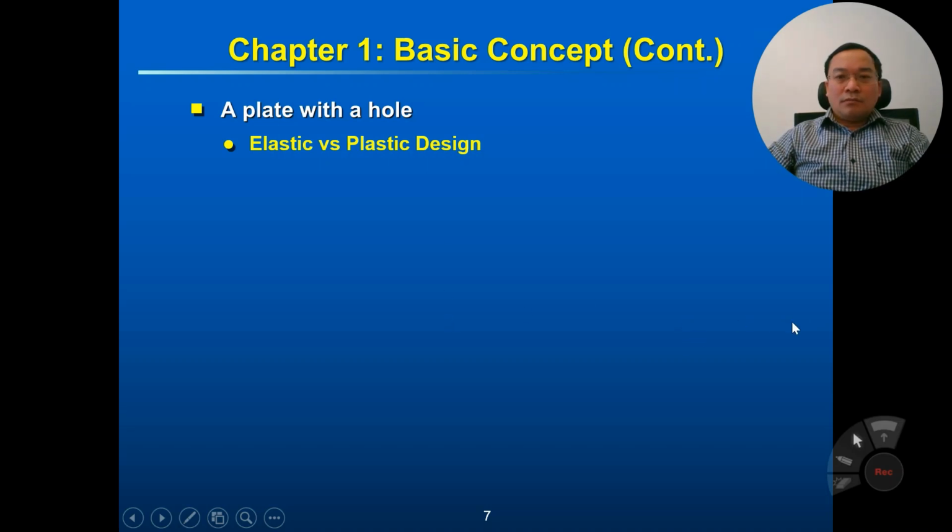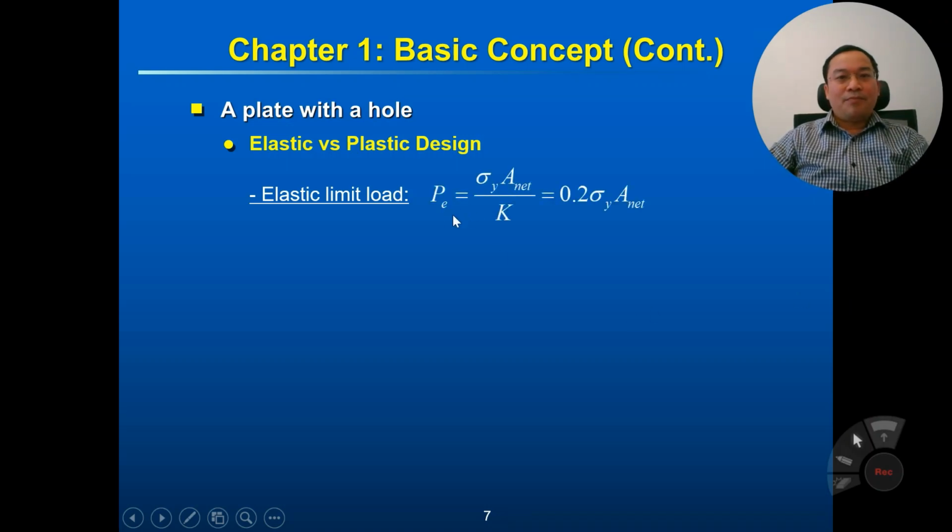So I will show you the comparison between elastic and plastic design. In elastic limit load, we have PE, meaning elastic limit load, equal to sigma y A net divided by K, equal to 0.2 sigma y A net. What is K? K here should be equal to 5. It is the stress concentration factor due to the hole at the center of the plate.